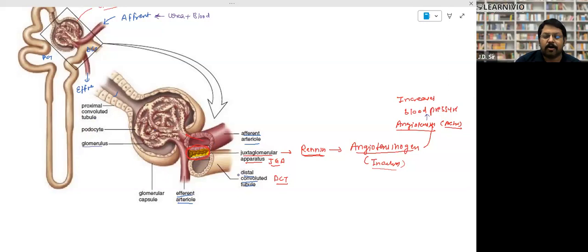What does renin do? Renin converts angiotensinogen, right? Angiotensinogen is an inactive form. Angiotensinogen gets converted into angiotensin. And angiotensin is the active form. It is responsible for increasing the blood pressure. This is called the JGA. You have to remember it. It is very important. Is it clear or not, JGA? Yes, sir. Okay.